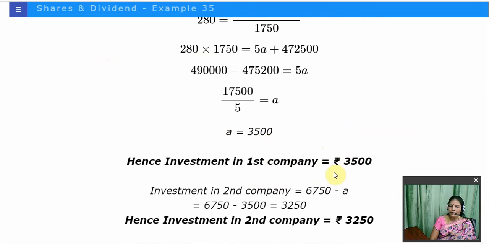So what will be his investment in the second company? The remaining amount. The total investment is this, right? So 6750 minus A, 6750 minus 3500, that is equal to 3250. This much amount he has invested in the second company. Clear? I hope you understood the sum.